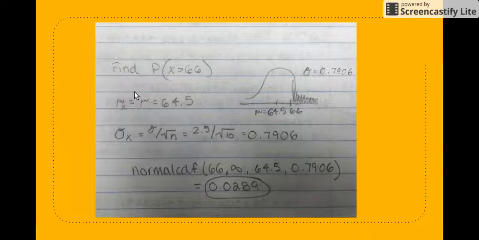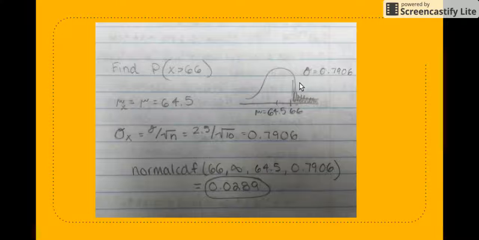So to find the probability that x bar is greater than 66, first you know that the mean is 64.5. And then the standard deviation: you have to take the standard deviation given, which is 2.5, and divide it by the square root of n, which is the square root of 10, and you get 0.7906.